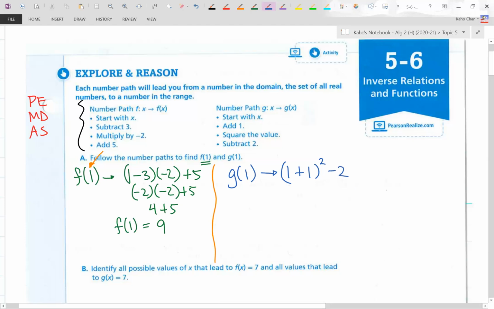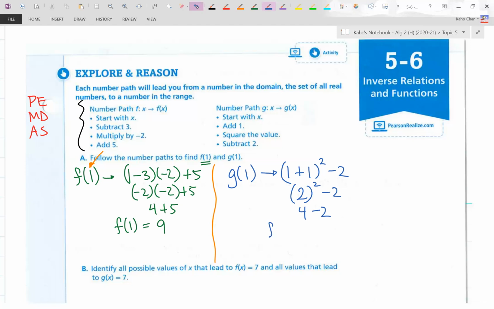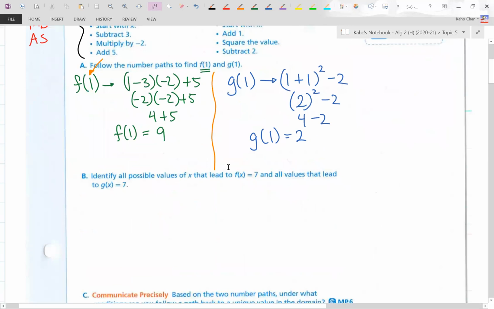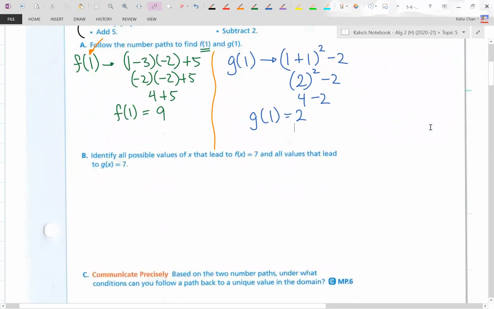Okay. Let's do the order of operations here. 1 plus 1 is 2. 2 squared is 4. 4 minus 2 is 2. So g of 1 is 2. Very good. So we're just following directions here and getting answers. Let's see what else they want us to explore here.